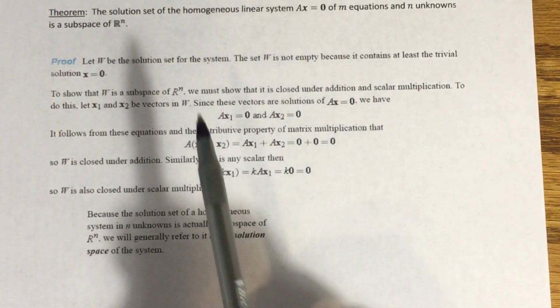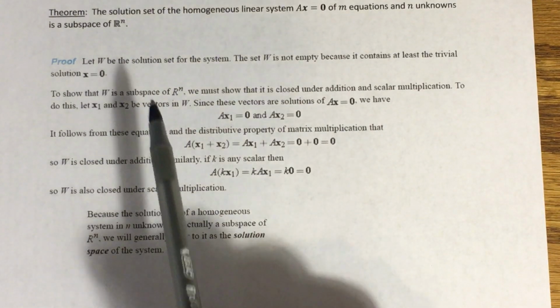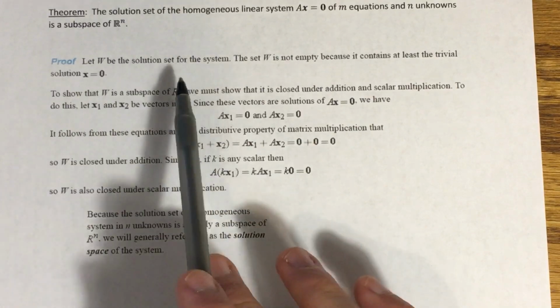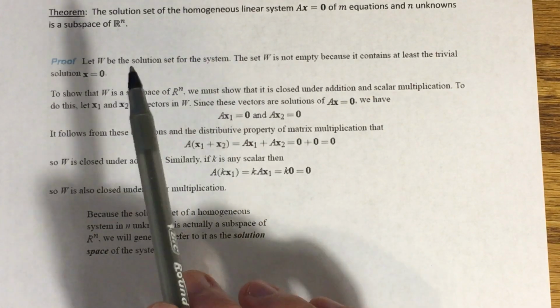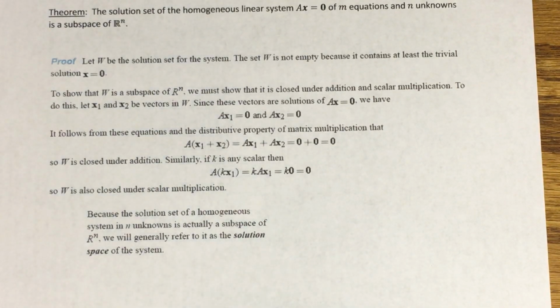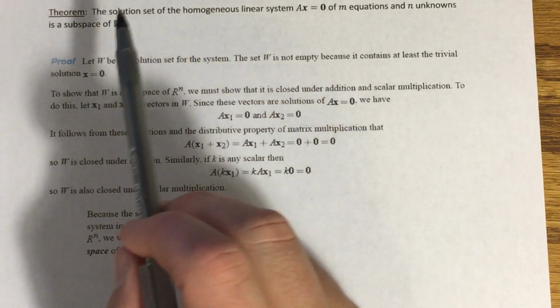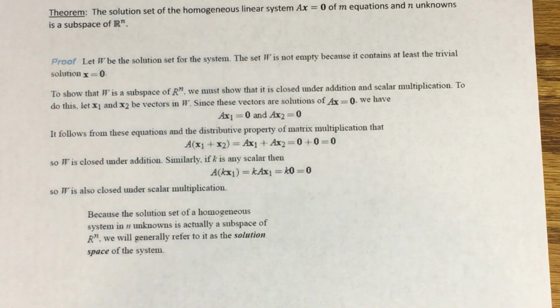This proof was taken straight from the book. It's very straightforward. Let's let W be the solution set for our system. Remember, if we want to use our subspace test to show that our solution set is a subspace of Rn, I first need to show that it's non-empty. That is, I need to show that there's at least one solution to this linear system.